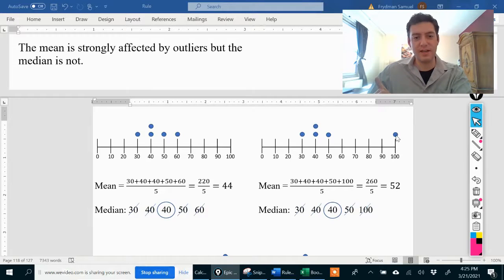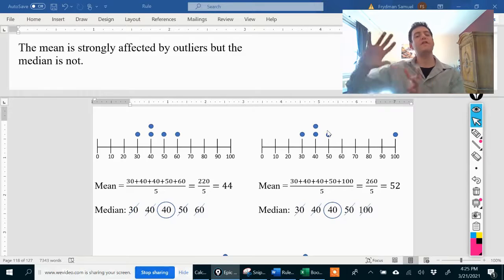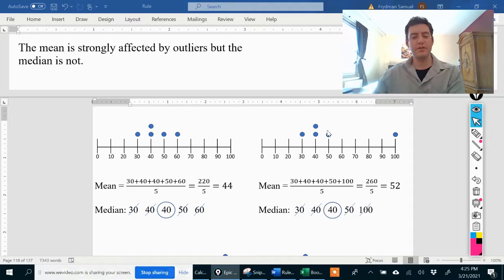Now let's see. Over in this data set, this would be called an outlier because it's very far removed from all the other numbers in the data set. That's what an outlier is. It's just something which is very far away from all of the others. Okay? Now let's talk about how this outlier is going to affect the calculation of the mean and the median.